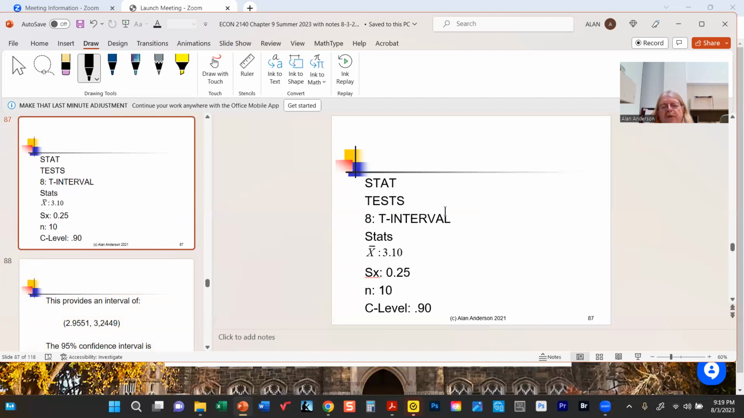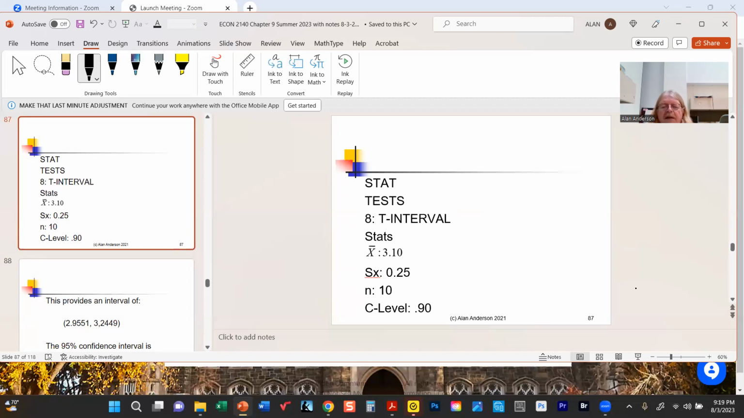And if you look at that same menu we had a minute ago, stat tests, instead of choosing number 7 z interval, now we choose a t interval. Why t? Because again, sigma is unknown. So stat, it's the same menu. In fact, it's right below. Z interval is 7, t interval is 8. Make sure you're in the stats mode.